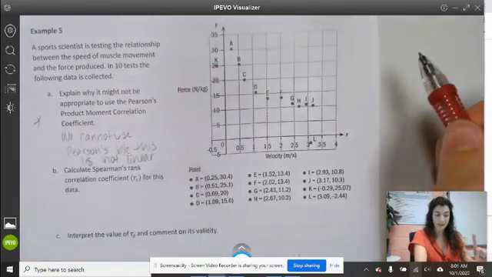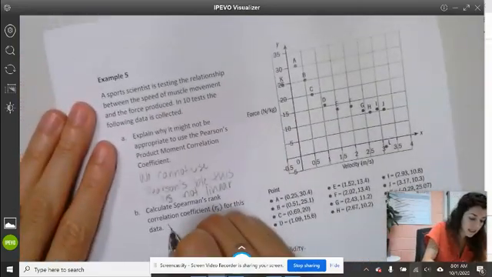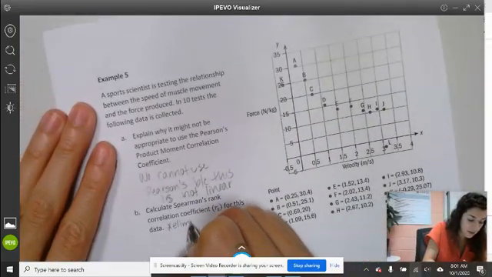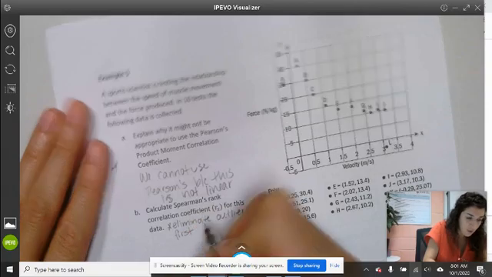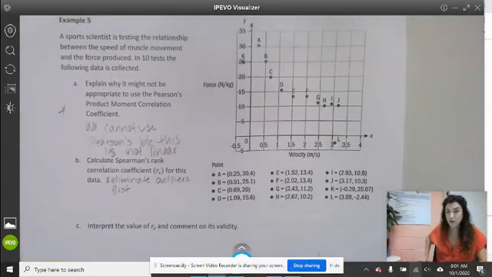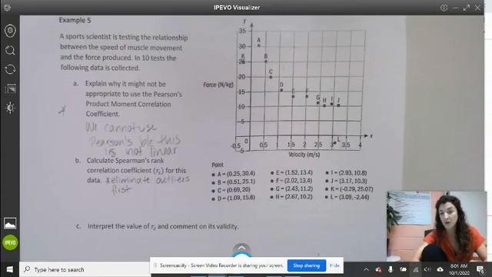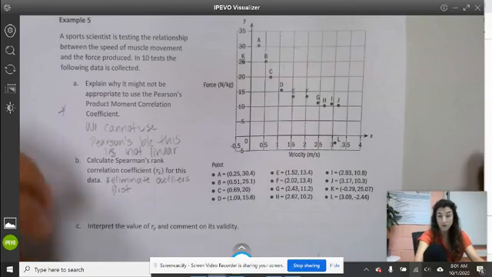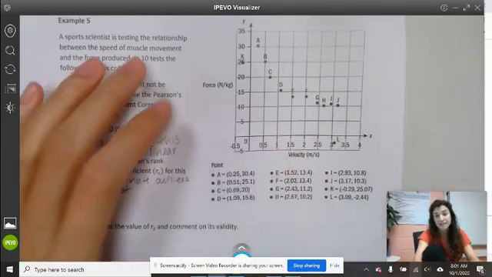They're very clearly outliers, and that's the one thing that I want you to make sure that you remember: eliminate outliers first. So in order to do Spearman's, we have to eliminate the outliers first and not include them in our ranking, or else your data is going to be incorrect. The outliers greatly affect how correlated the data is.